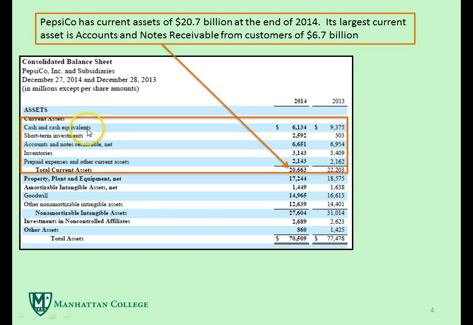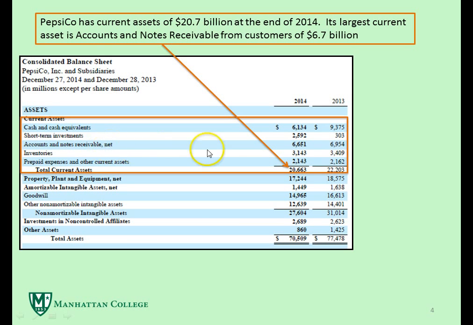U.S. GAAP says list the assets in order of liquidity, so you don't just list the assets in any random order. Cash and cash equivalents are easiest to use to pay for things and acquire assets. That means the most liquid. Next are short-term investments, about $2.6 billion. These earn a little bit more than cash, but you have to sell them and convert them to cash to pay for things.